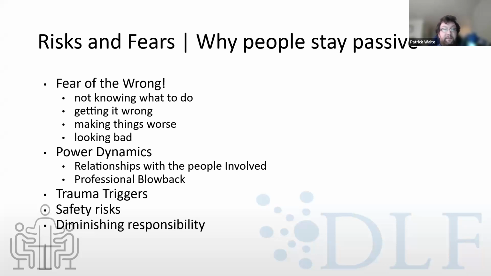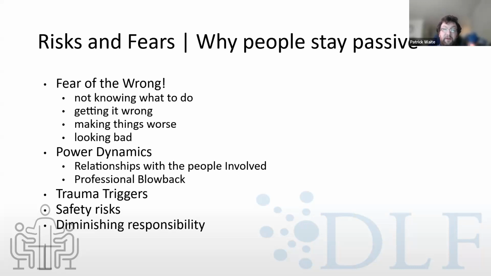Things like power dynamics. This can be a risk because the person causing the harm may have more power or be in a position to retaliate personally or professionally, causing you to feel vulnerable. This can manifest itself as personal repercussions where the abuser is a friend or colleague. It can also look like professional blowback, where your involvement might directly affect your job, your reputation, or your influence.